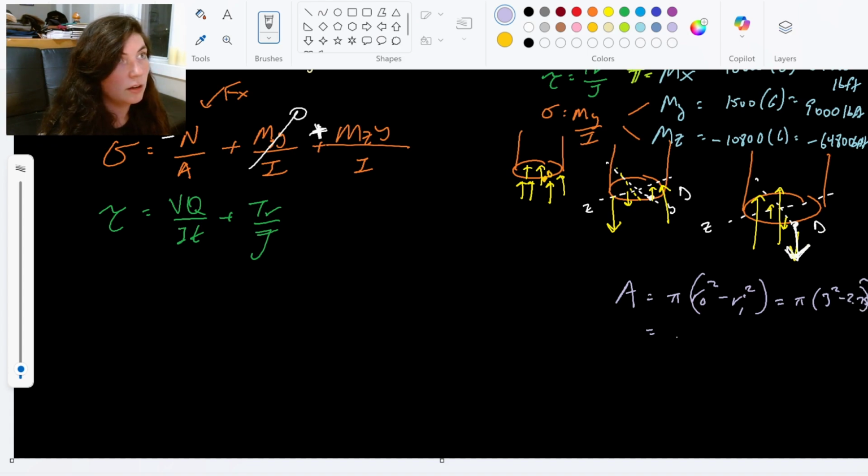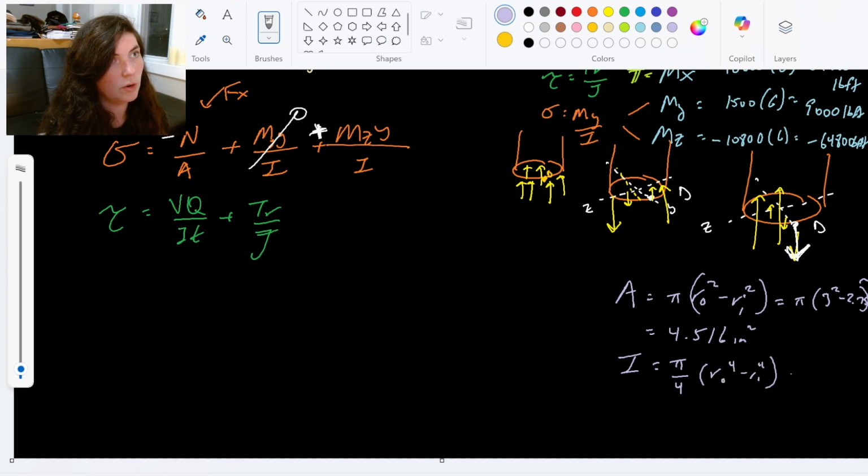That gives me an area of 4.561 inches squared. Moment of inertia for a tube is pi over 4 times r outer to the fourth minus r inner to the fourth. That's 3 to the fourth minus 2.75 to the fourth. So my moment of inertia is 18.7 inches to the fourth.